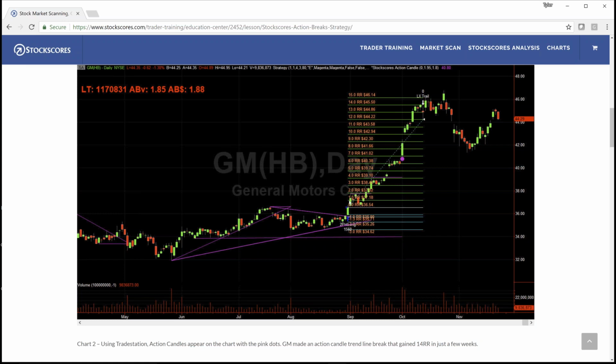So if you see an action candle, here's our action candle. Go back 4 months, pick the highest point, and let the line fall to the lowest point where it hits before the action candle. And that's where we can see General Motors on this particular day, late in August, breaking the downward trend line, and up it went. So that's what the strategy is all about.